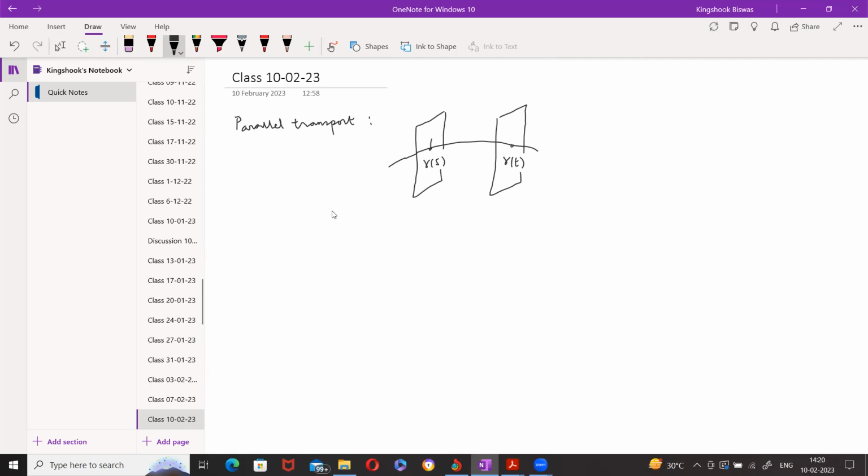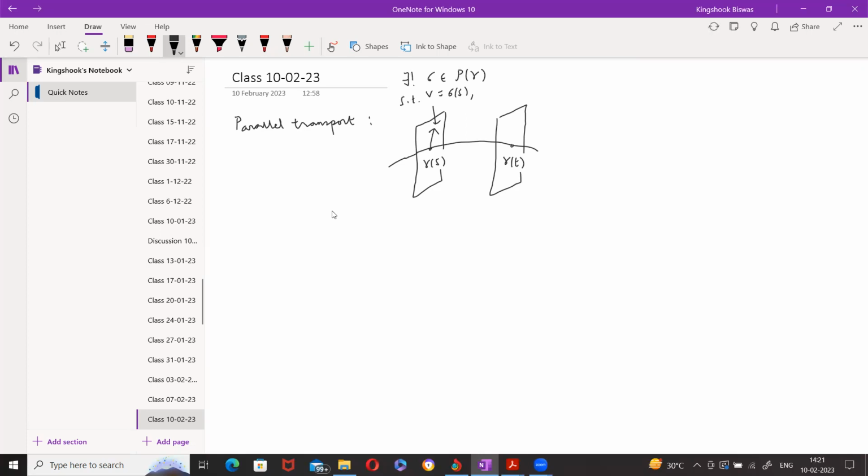So given a vector V here, in the fiber, you choose a parallel section, sigma, so that this is sigma of S. There is a unique parallel section such that V is equal to sigma of S.